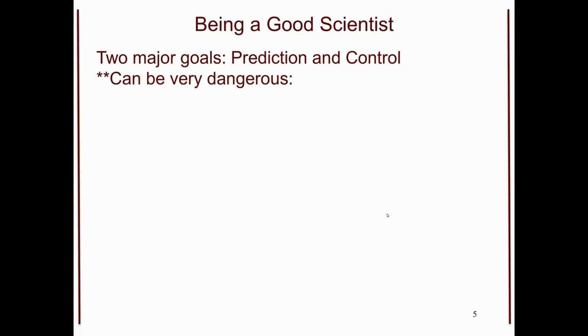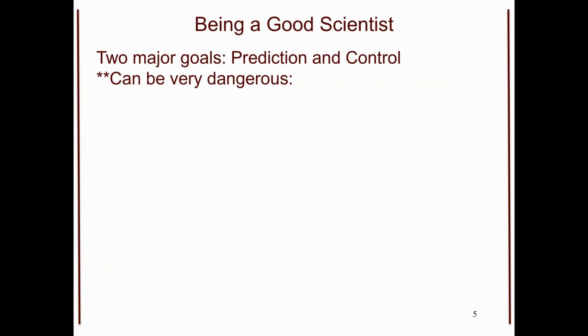So what does it mean to be a good scientist? This can be very difficult in many cases. And over my 15-year career and the beginning of your career, this is going to be something that you should all strive for. It will not happen overnight and should be as systematic as possible. There are two major goals. We want to have good prediction and we want to have control.